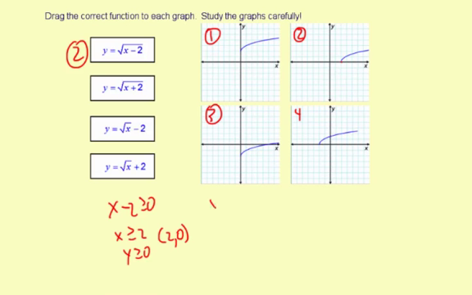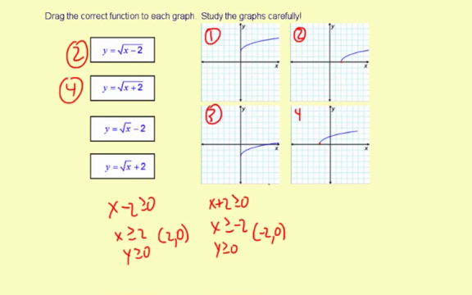Now the next one, you can use the same thought process. This one's going to be x plus 2 greater than or equal to 0. Subtract 2 and get x is greater than or equal to negative 2. That's the domain. And the range, you have the invisible 0, so it's going to be y is greater than or equal to 0. Starting point has to be negative 2 and 0. So where's the graph that starts at negative 2 for x, 0 for y? That's graph number 4. So 4 goes here.